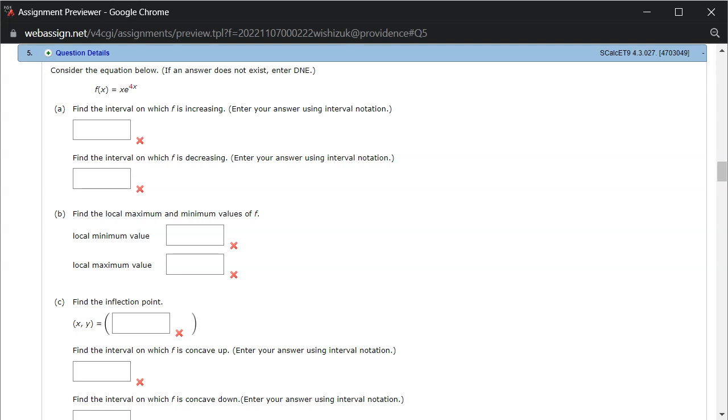All right, let's look at homework 4.3, problem number 5. We have this function x times e to the 4x, and we want to find the interval where the function is increasing and also decreasing. All right, so let's do that.